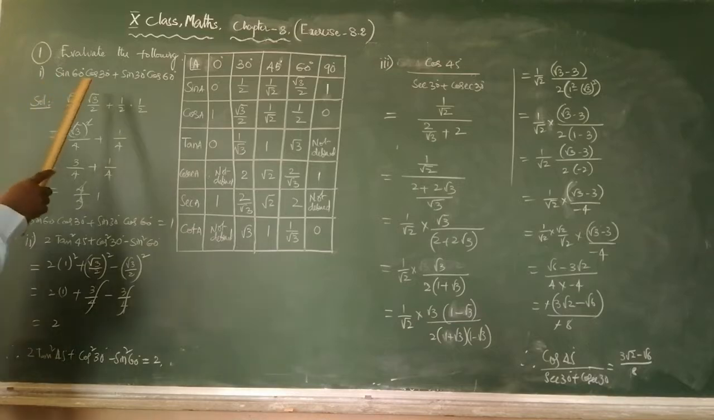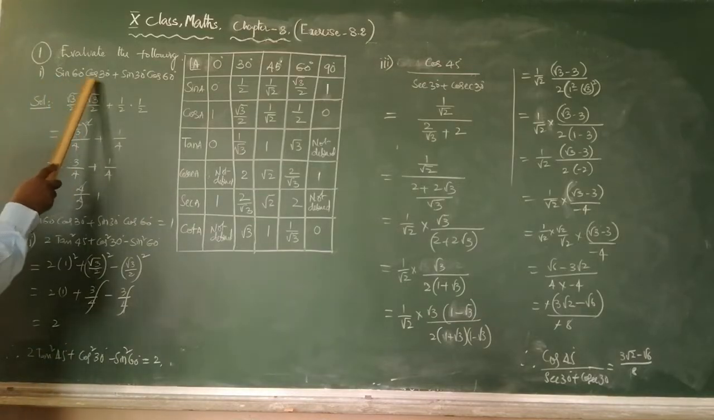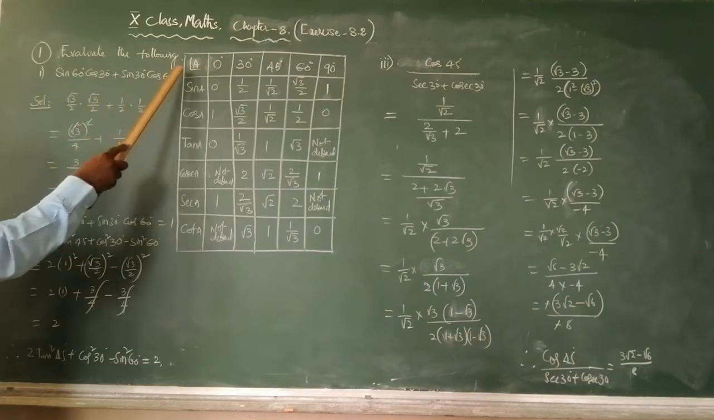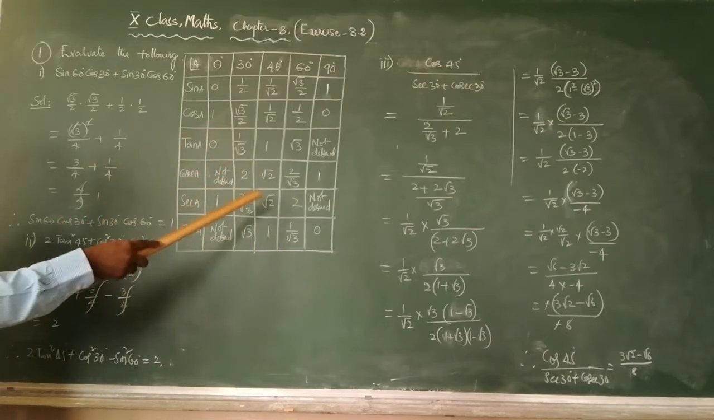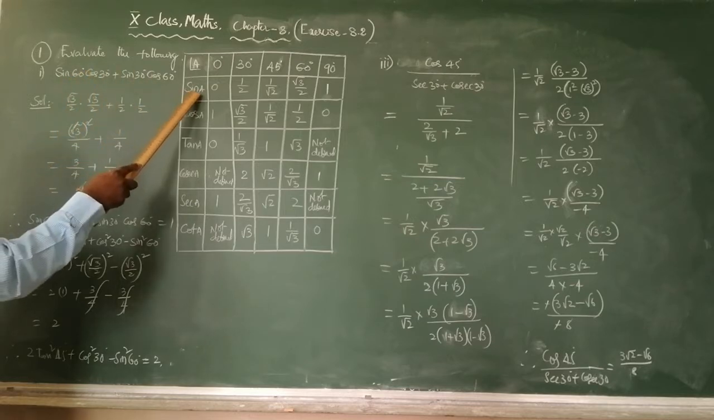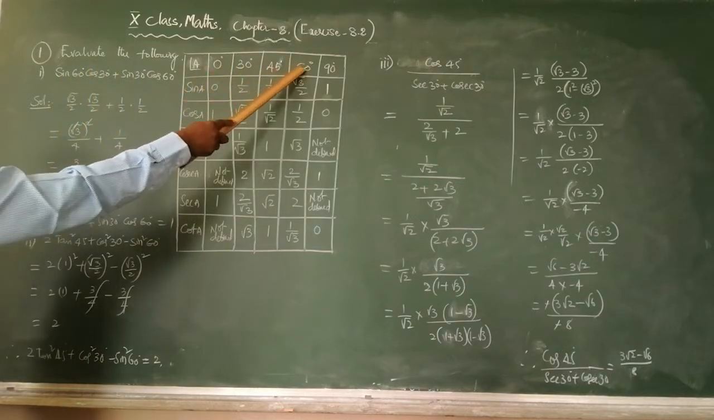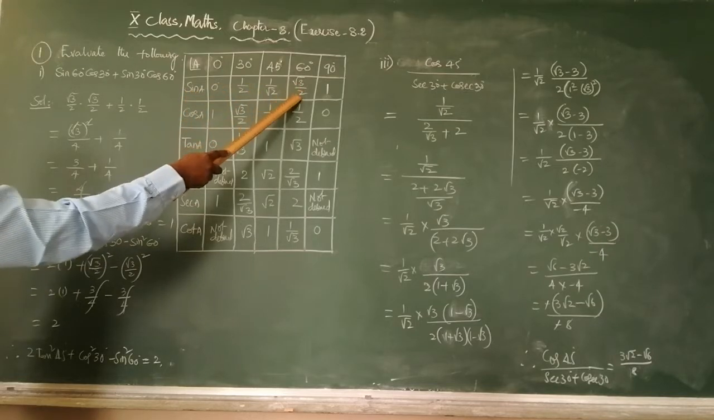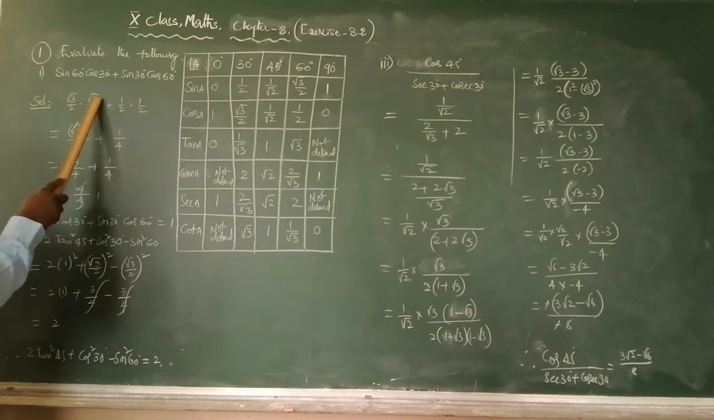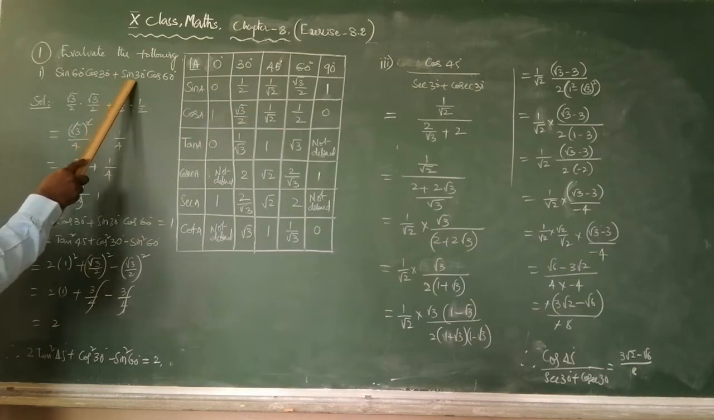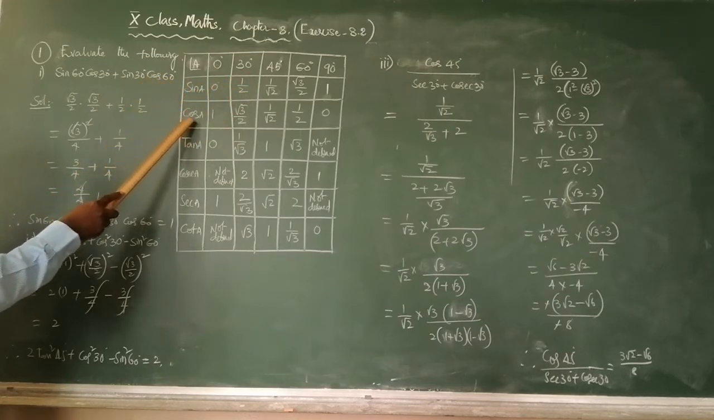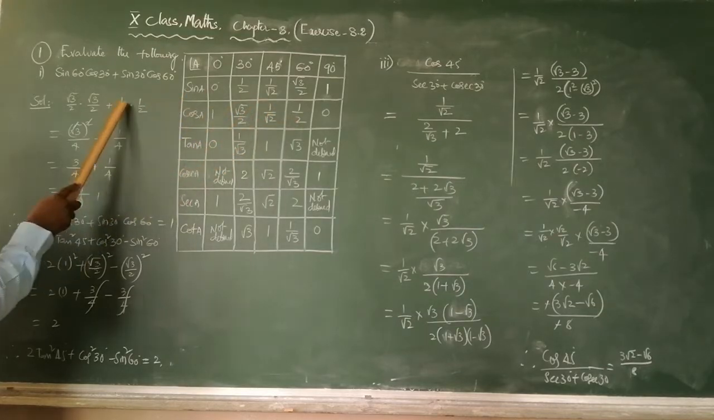Here the first problem is sin 60 cos 30 degrees plus sin 30 degrees into cos 60 degrees. This table is given here for your reference. What is sin 60 degrees here? This is sin 0, 30, 45, 60. Sin 60 equals root 3 by 2, times cos 30. Cos 30 means root 3 by 2. Plus sin 30 degrees, the value is 1 by 2, into cos 60. Cos 60 is also 1 by 2.